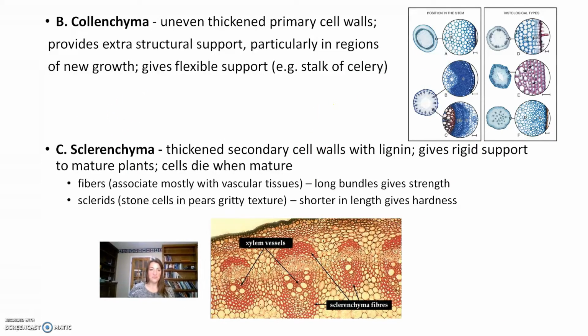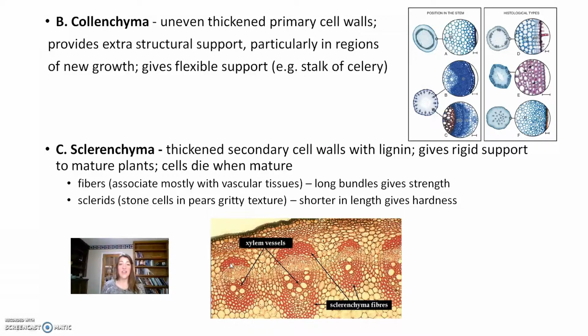Collenchyma are uneven, thickened primary cell walls, and this just provides extra support, especially where there's going to be new growth. If you've ever eaten celery and you break it and it has that stringy stuff, that is an example of collenchyma.